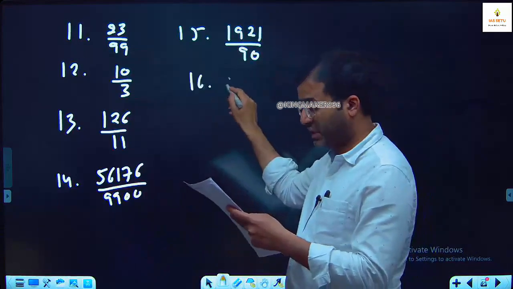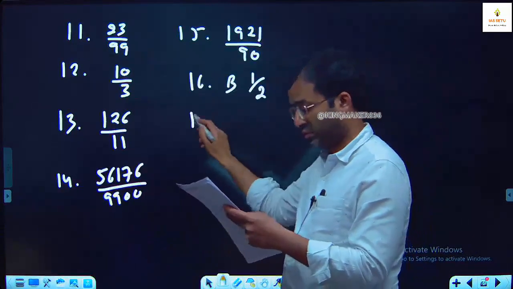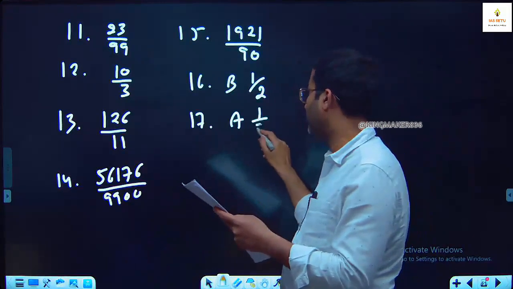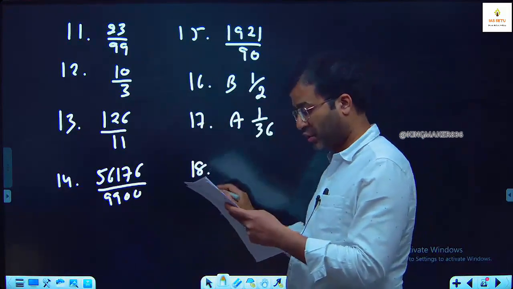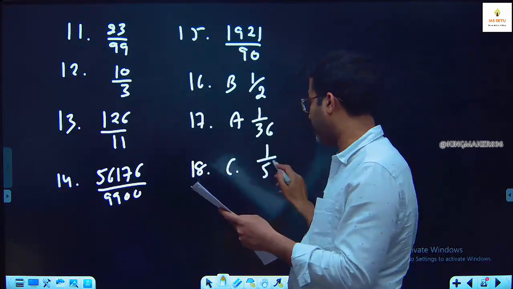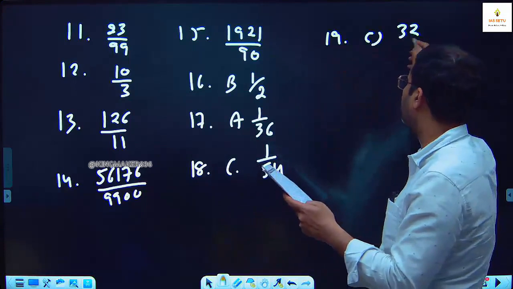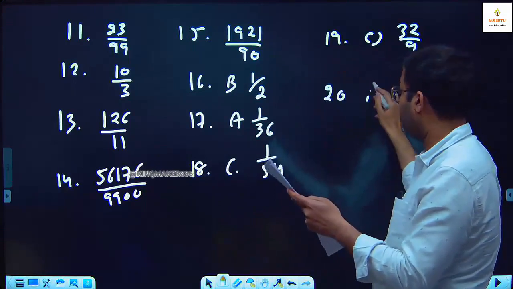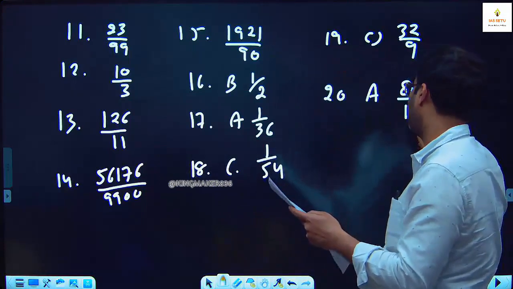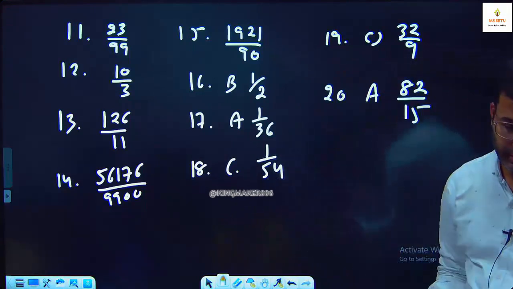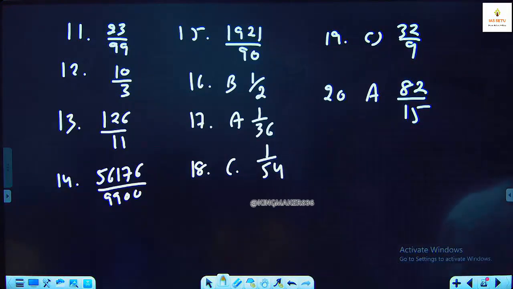Question number 16, answer option B, 1/2. Question number 17, answer option A, 1/36. Question number 18, answer option C, 1/54. Question number 19, answer option C, 32/9. Question number 20, answer option A, 82/50. Next handout, number of factors, LCM and HCF.